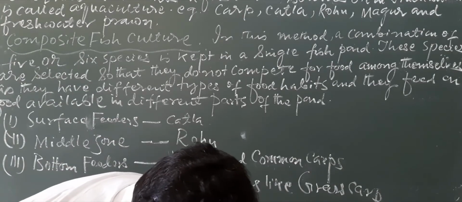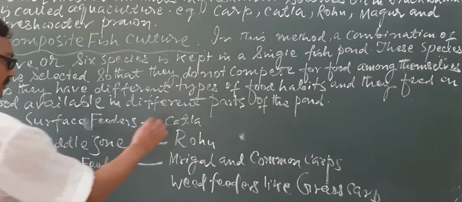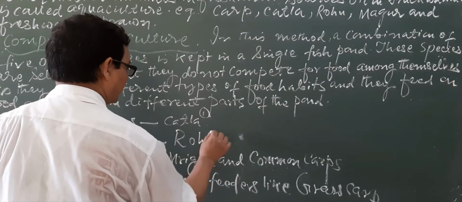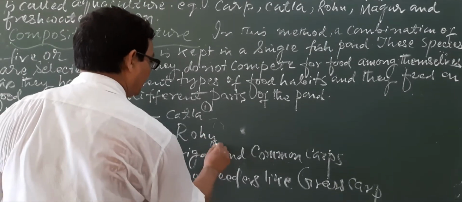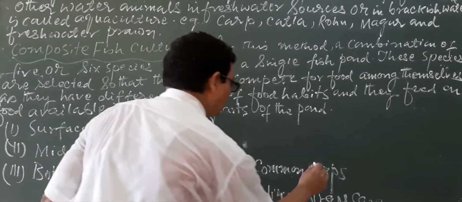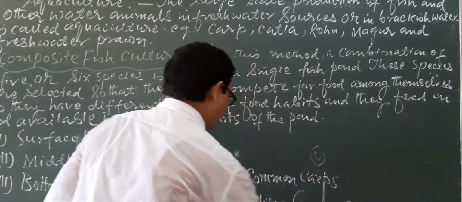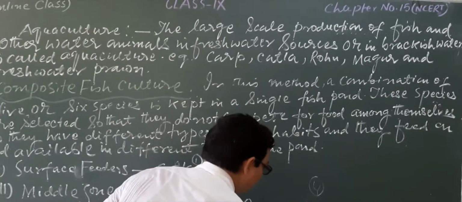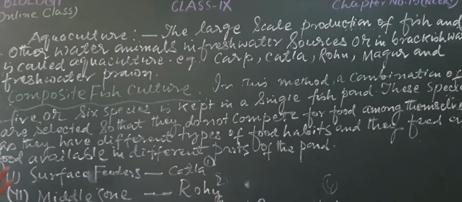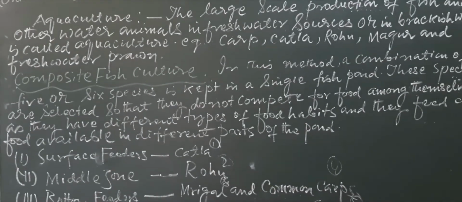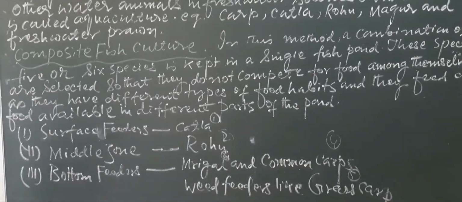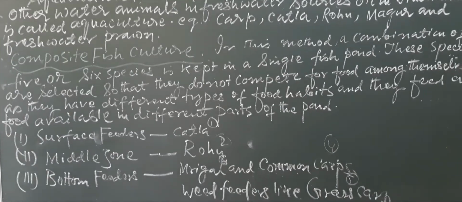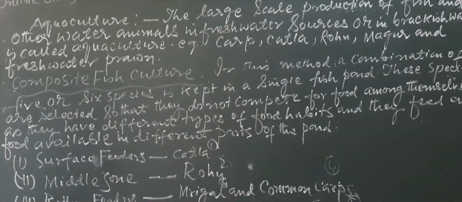You have seen here one species katla, rohu, mrigal, then common carp, and the fifth is grass carp. These 5 species are cultured in the same pond. It is the last part of our fish production.